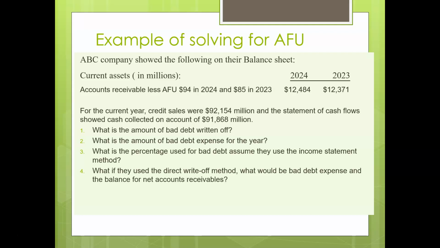So we have net accounts receivable on the books, and of course they have a note that tells you that they have allowance for doubtfuls of 85 for 2003 and 94 for 2004, which means these numbers are net of those numbers. They tell us how much we've had in sales, credit sales, and how much was collected. So we're going to answer these questions.